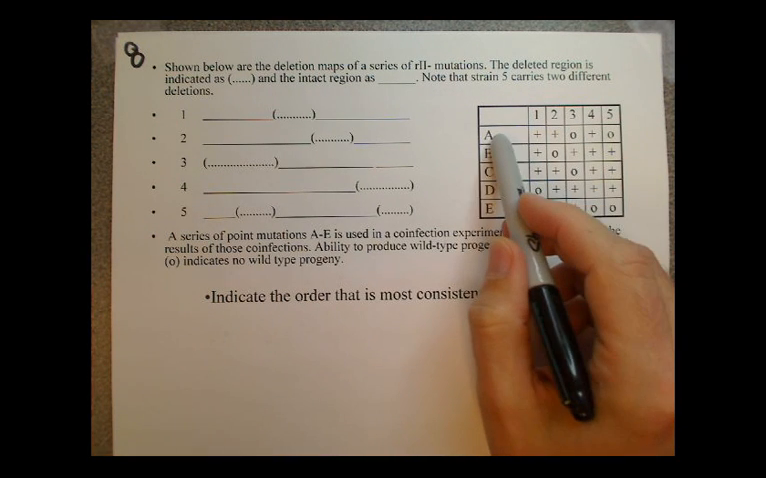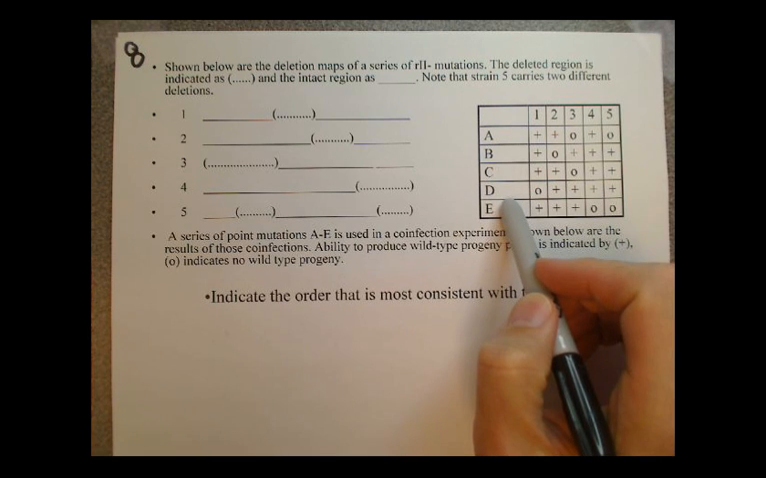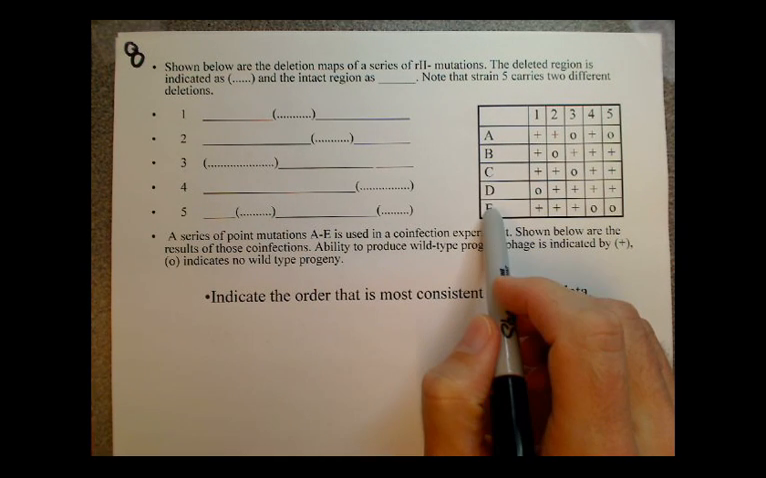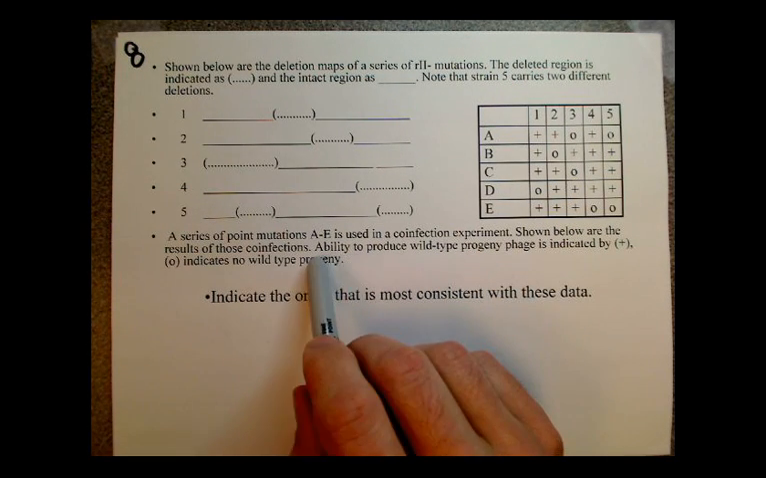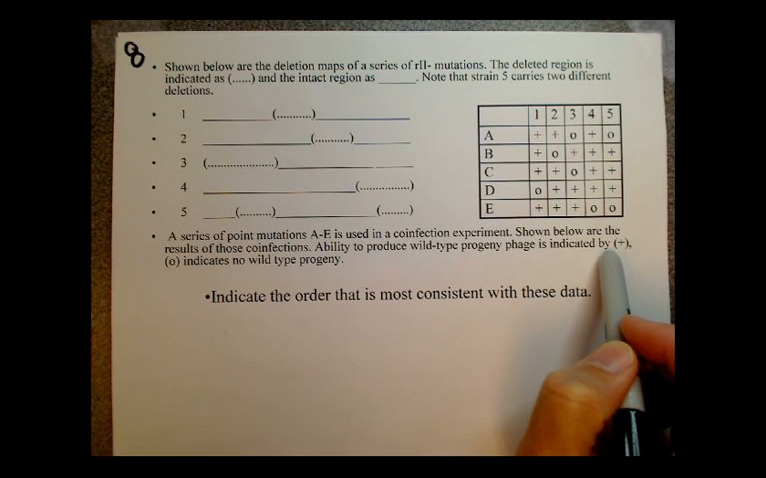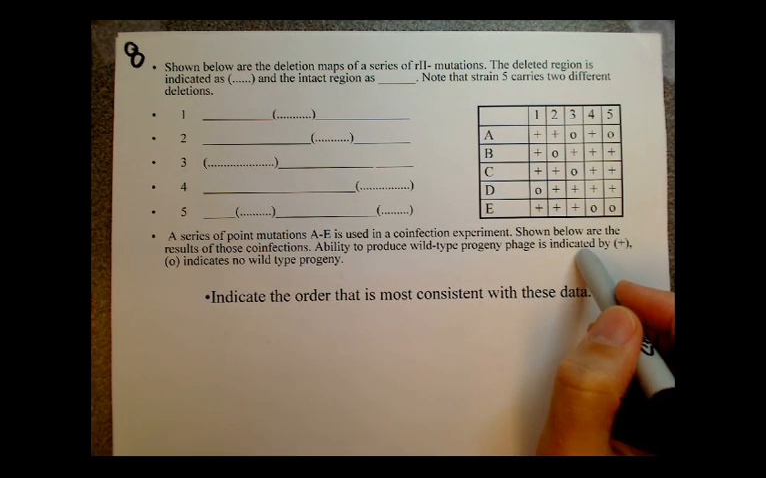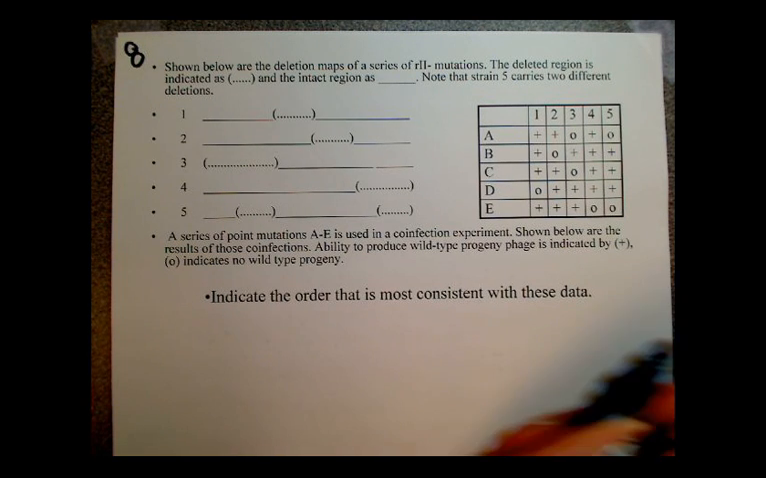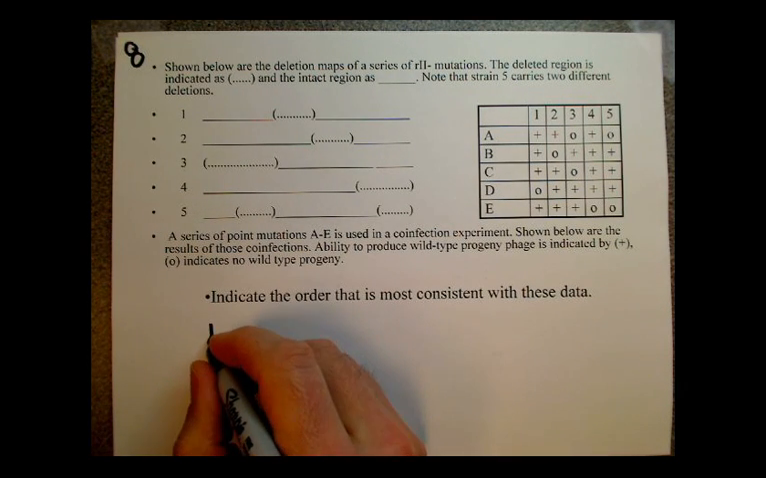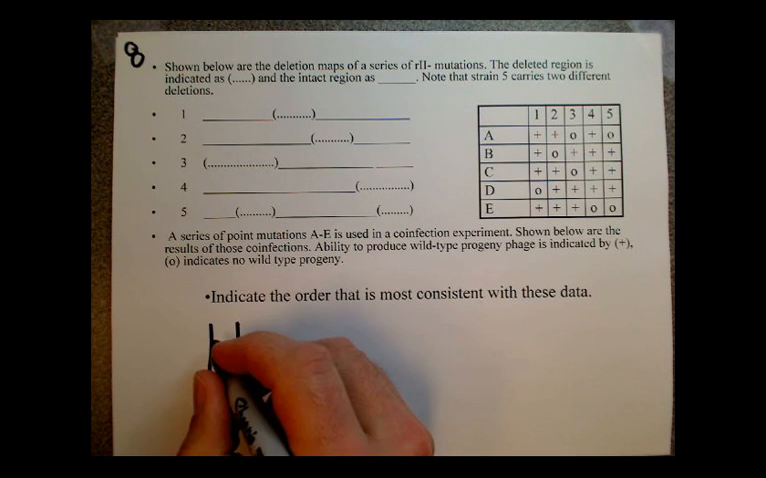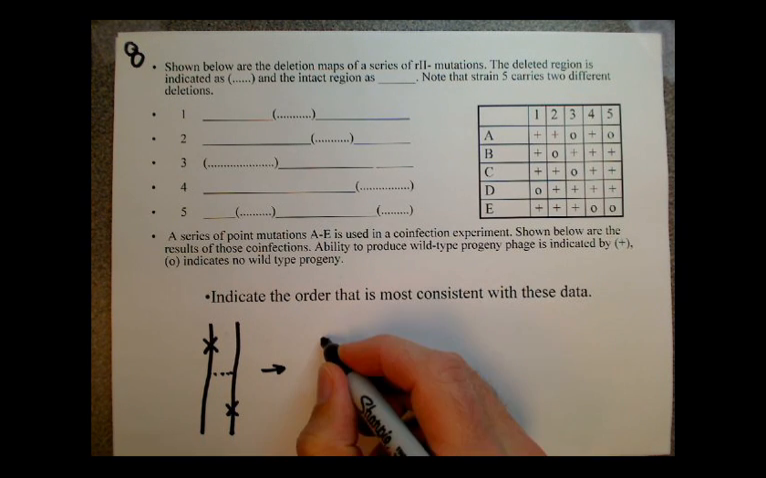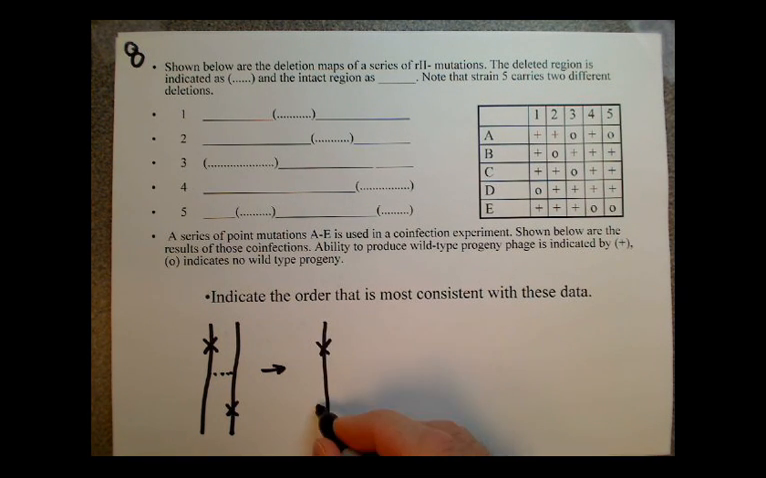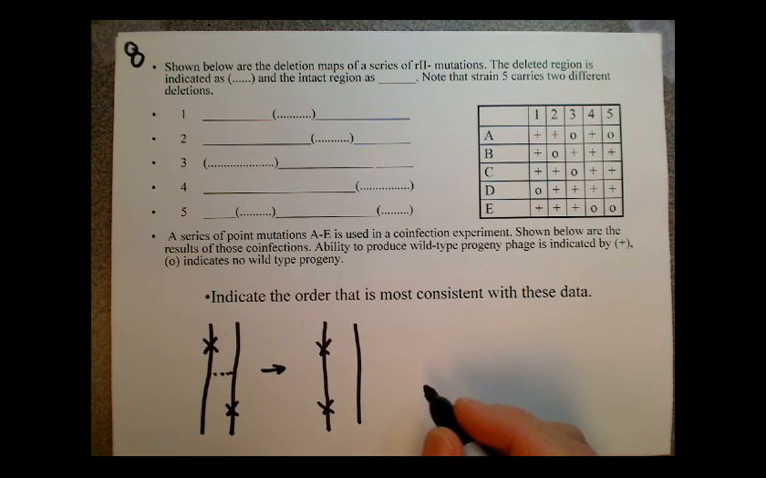And in this experiment, we're going to take 5 new mutations, series of point mutations, A through E, and we're going to do these co-infection experiments and look for the ability to generate wild-type progeny. So we're going to look for the ability of these things to recombine and generate wild-type sequences. So remember then that the idea is that if these 2 different phage have mutations in 2 different locations, they'll be able to recombine to give you a chromosome that has the 2 mutations, but also a wild-type sequence. And this wild-type sequence will be able to make plaques.